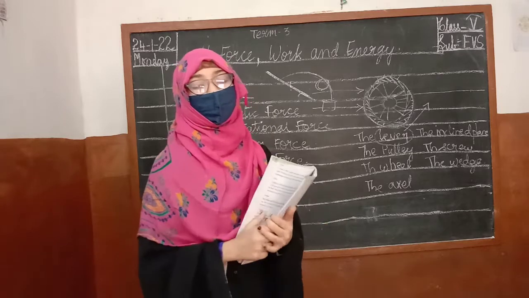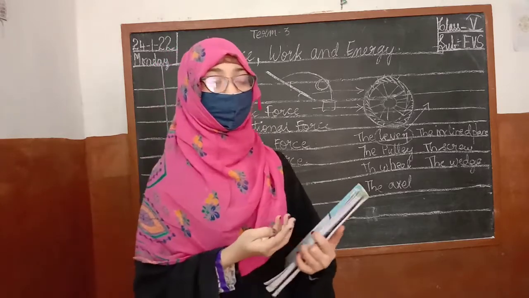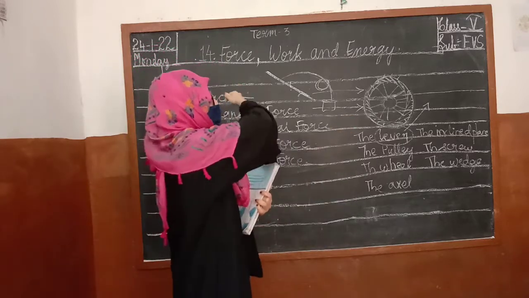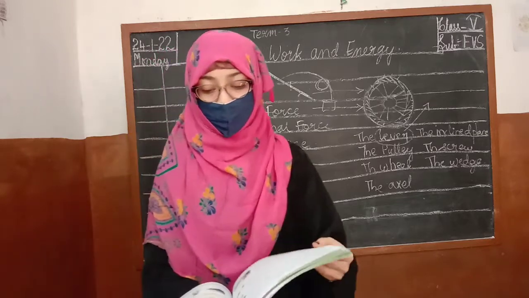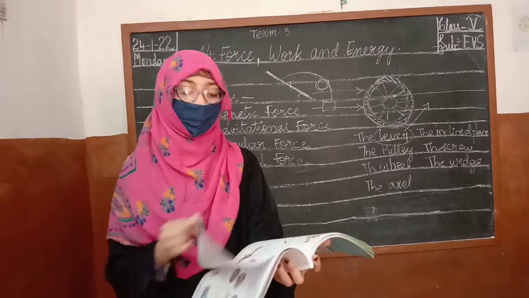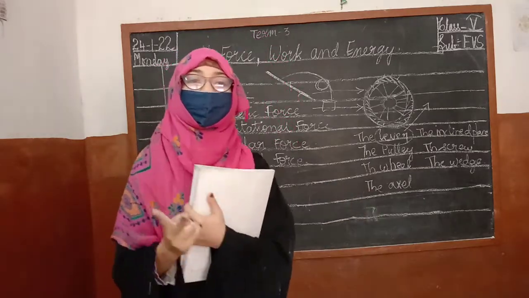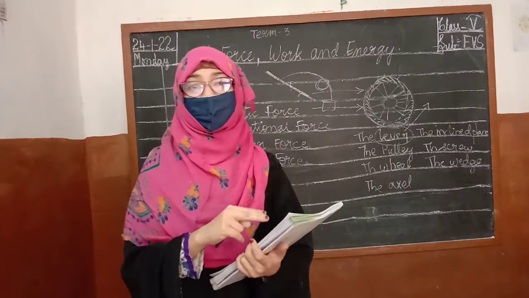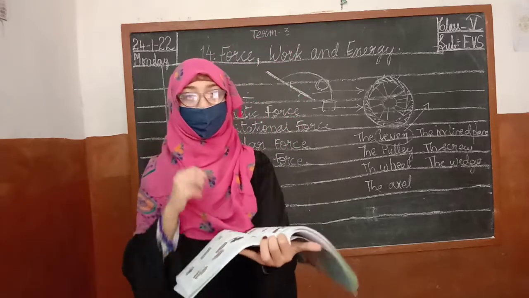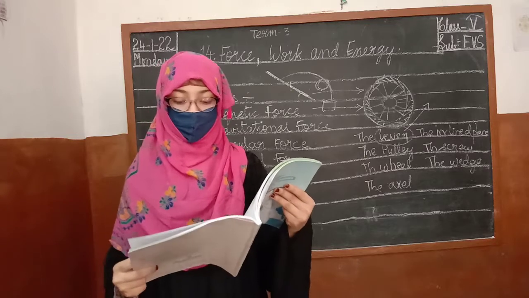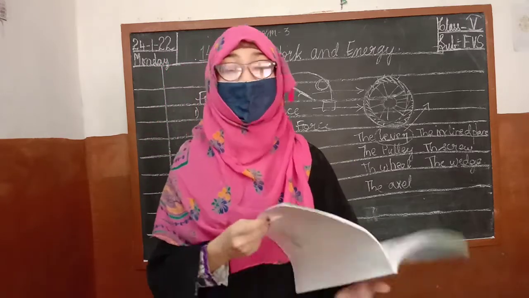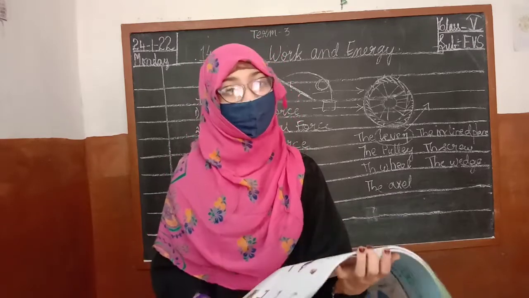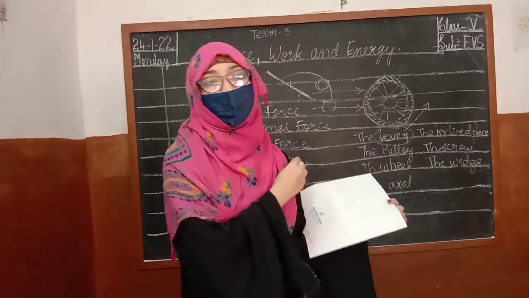Force, work and energy. We have learned about force, about work, about different types of force, different kinds of simple machines, the inclined plane, and we have learned about energy also. We have learned the kinds of levers: first class lever, second class lever and third class lever. In the first class lever, what was coming in between? The fulcrum was coming, very good. In the second class, the load was coming in between. And in the third class, it was the effort which was coming in between the load and the fulcrum.